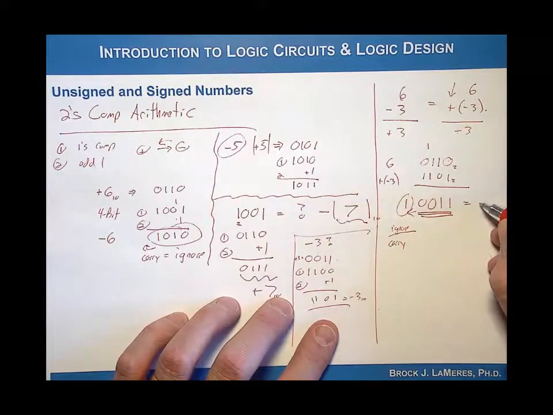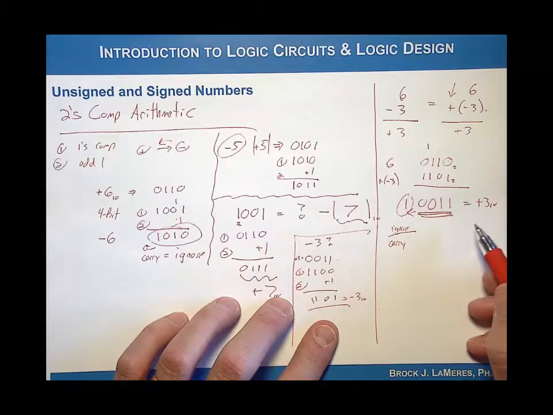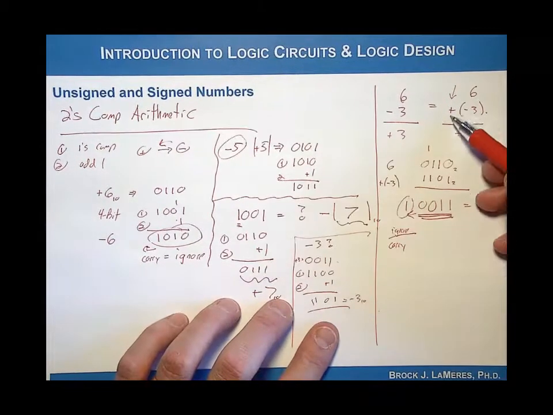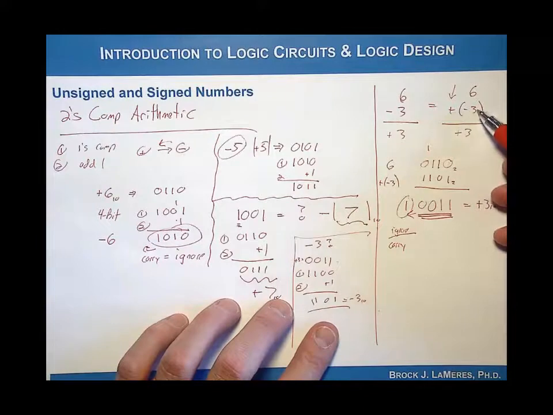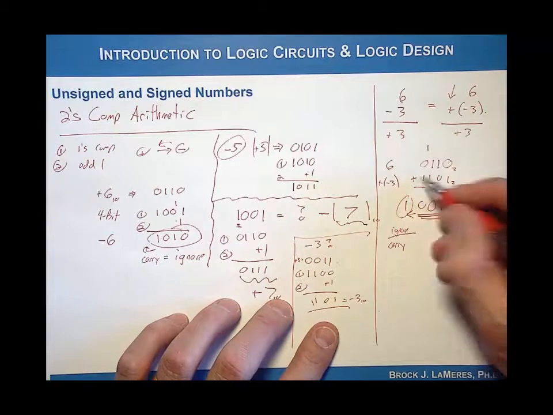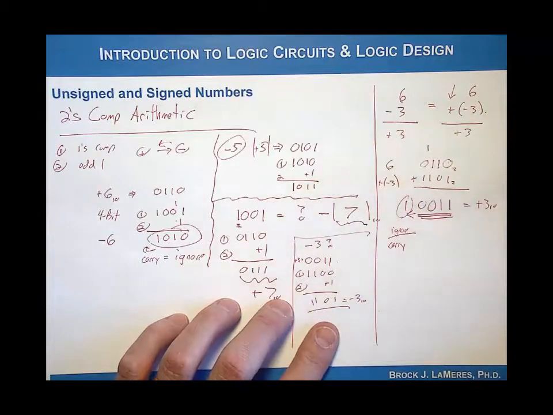Well, this is actually positive 3 decimal if you just convert that back. And so this subtraction actually worked. I was able to use addition, and I converted positive 3 to a negative equivalent, and I was able to use one operation, which was addition, in order to get the right value. So this actually works, and it'll be used later to simplify things.